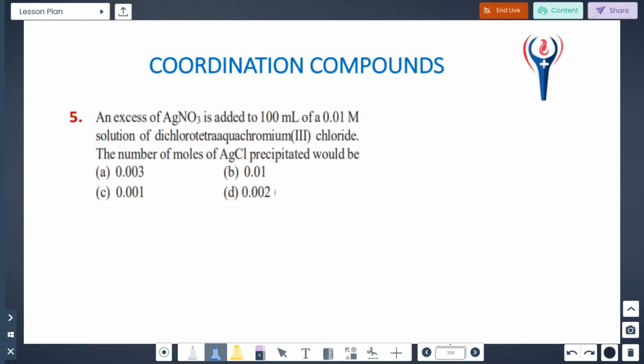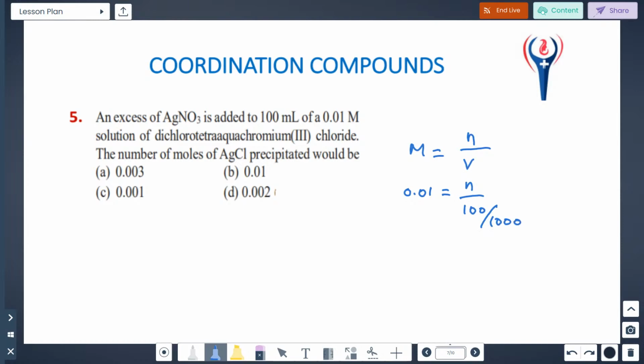So here the molarity is given. What is the formula for molarity? Molarity is equal to what? Number of moles divided by volume of the solution in liters. So molarity is given, simply you can substitute. 0.01 is equal to what? Number of moles is asked. Volume is given. Volume is what? 100 ml.